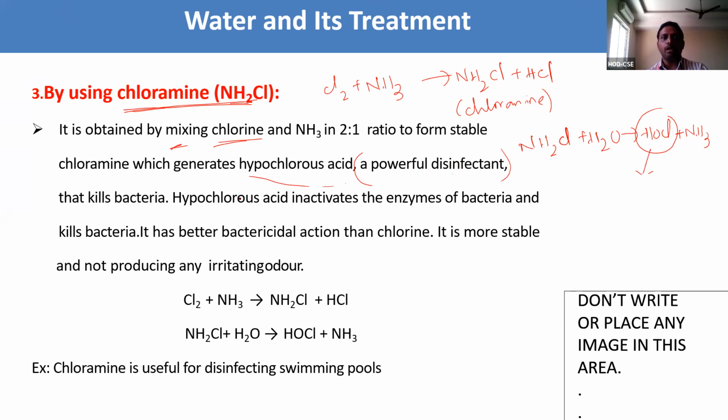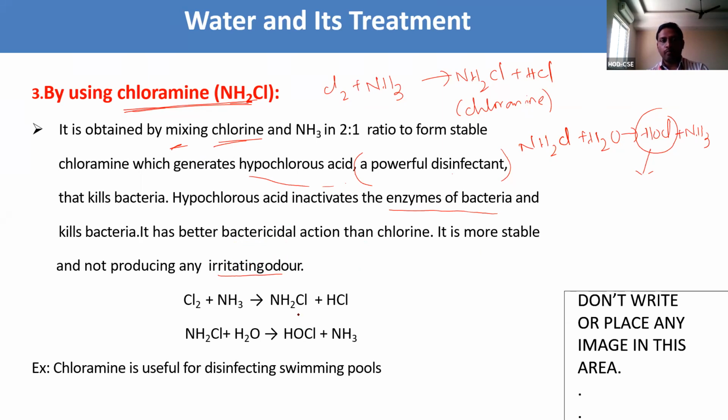Here, hypochlorous acid inactivates the enzymes of the bacteria. Whatever enzymes are present in the bacteria are inactivated by this hypochlorous acid, which kills the bacteria. So it is called a powerful bactericidal action. It is a better bactericidal action than chlorine. It is more stable and does not produce any irritating odor.